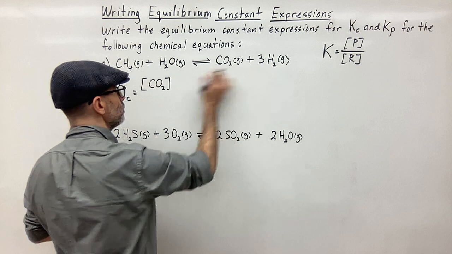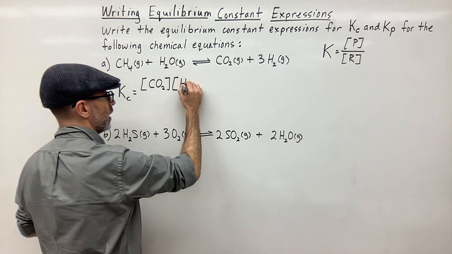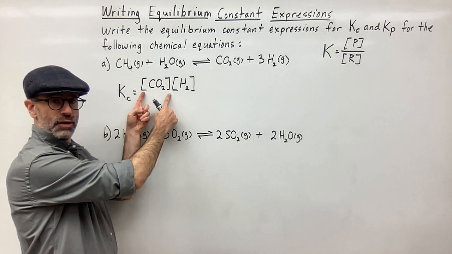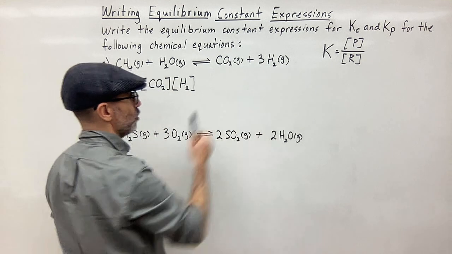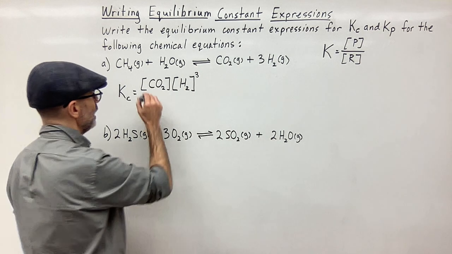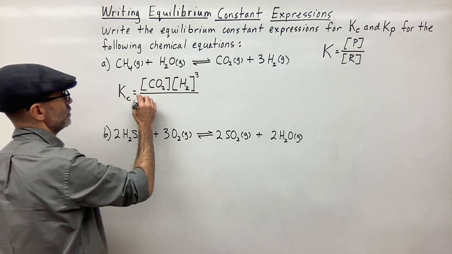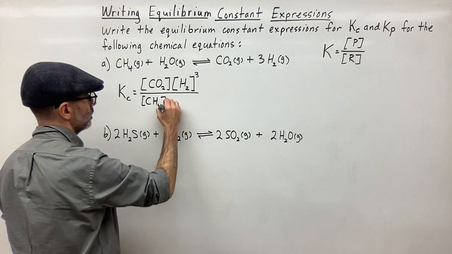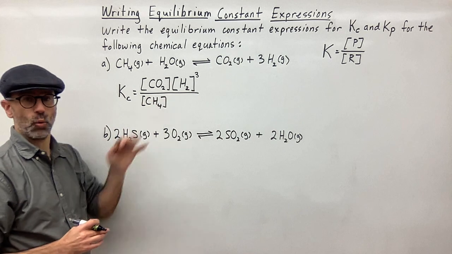And then we're going to multiply that by the concentration of the H2 gas, so [H2]. So again, whenever you have square brackets around a substance, that means concentration of. And so here we have a 3 coefficient, so this is going to be raised to the power of 3. So we're going to put a 3 up there. And then now we're going to do the reactants. Reactants are on the bottom. So it's going to be the concentration of CH4, methane. And again, it has a coefficient of 1, so we're going to raise that to the 1 power.